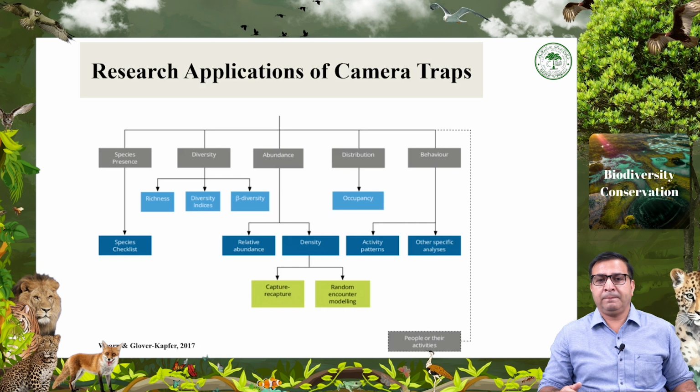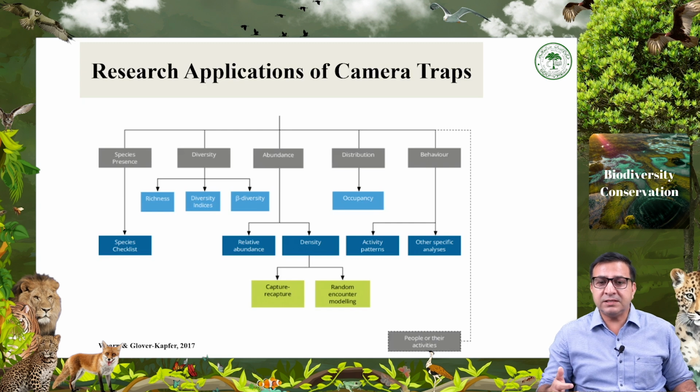Next, we can analyze species diversity by examining alpha, beta, and gamma diversity matrices. Camera traps also allow us to estimate species density and relative abundance index, which gives us insight into different population parameters. We can also observe animal behavior, including activity patterns and foraging patterns, not only in the daytime but also at night. This is one of the importance of camera traps.